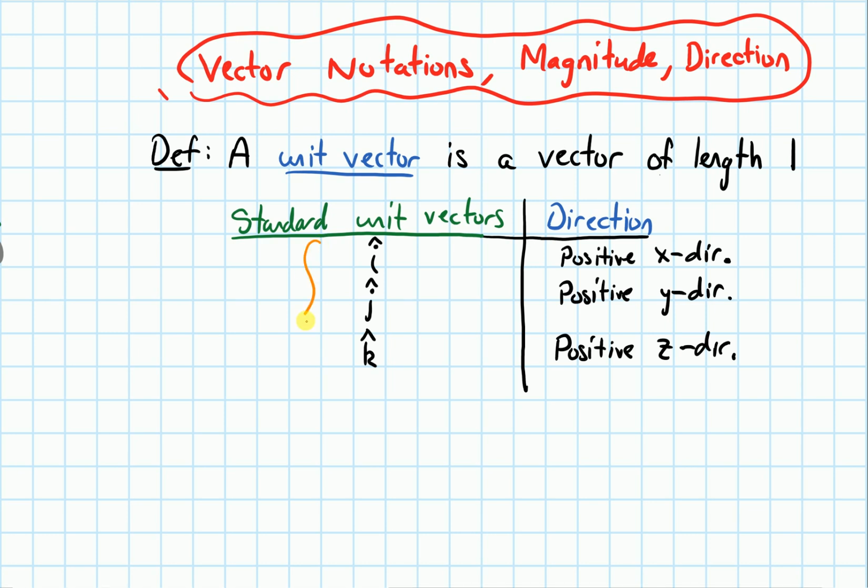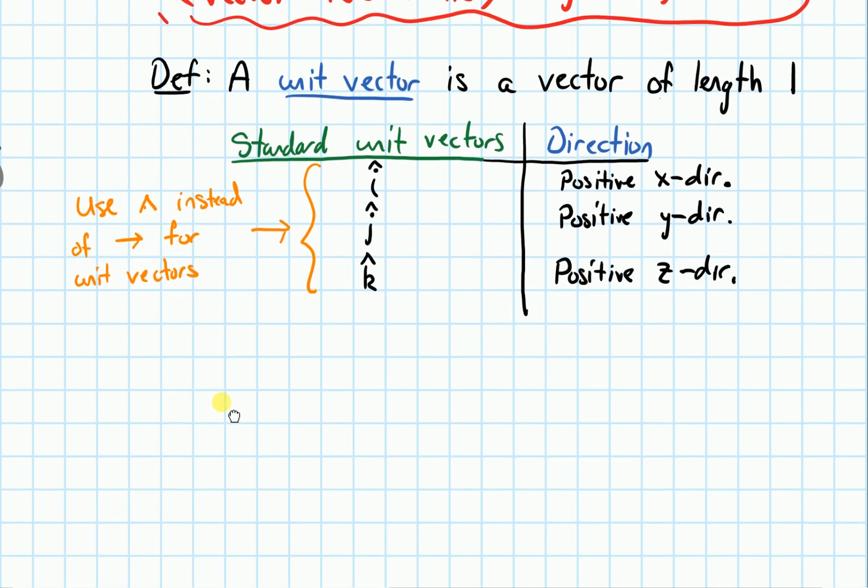But one thing I want to note about these is, notice that all of these, the I hat, J hat, K hat, they're vectors, because we're also talking about the direction that they're pointing in, but I'm not using my arrow notation. I'm using this hat symbol. So the convention is that we use this hat symbol instead of the arrow for unit vectors. So when we see a letter notated with a hat on top of it, that means that it's a unit vector.